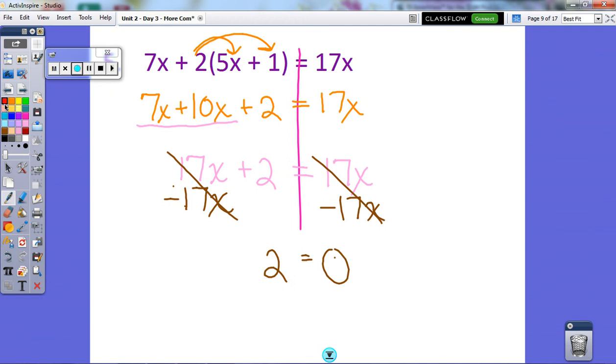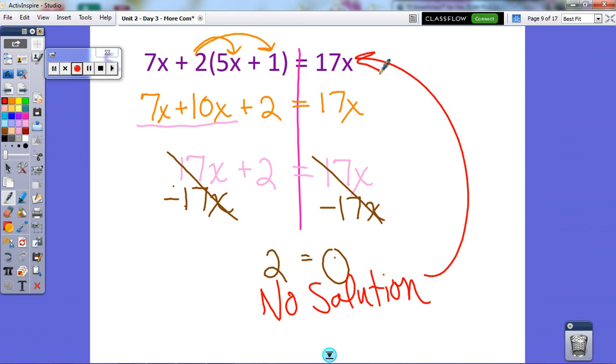Guys, that's a bad statement. That's a false statement. 2 does not equal 0. There is no solution. There is nothing that's going to work in this original equation. Now, some of you have learned a symbol for no solution. It's actually a 0 with a dash through it. Both of those mean no solution. It's not going to work.